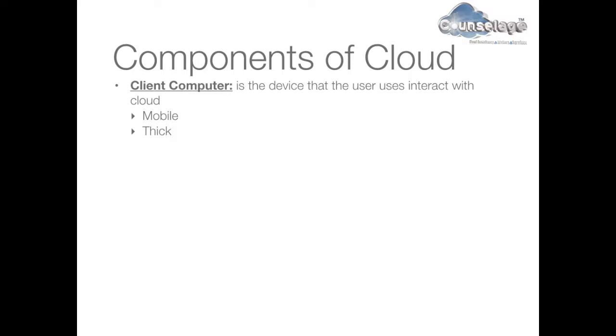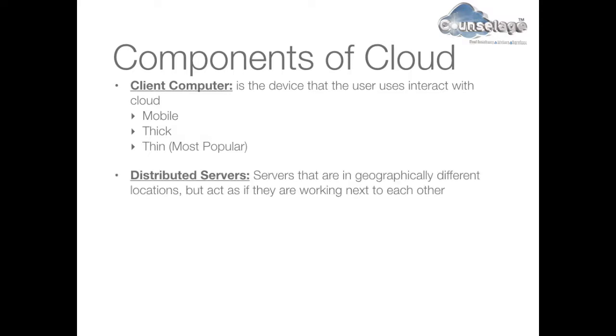A thick client is basically a computer which has a hard drive and moving parts and boots by itself. So we can say that it can be independent of servers. It need not be, but it can be. And then you have the most popular one, called a thin client. A thin client is a simple network-enabled computer without a hard disk or any moving parts. The next important component is distributed servers. Often servers are in geographically different places, but these servers act as if they are working next to each other.